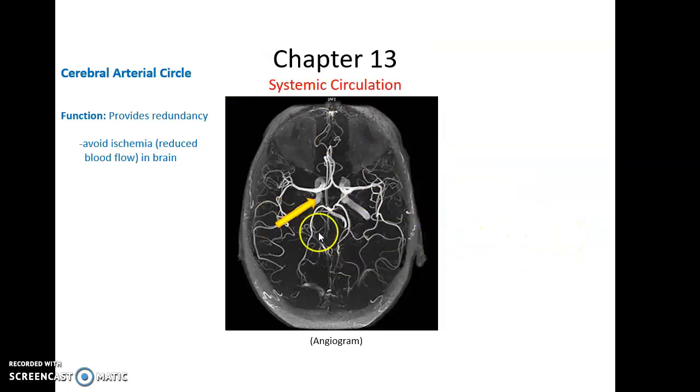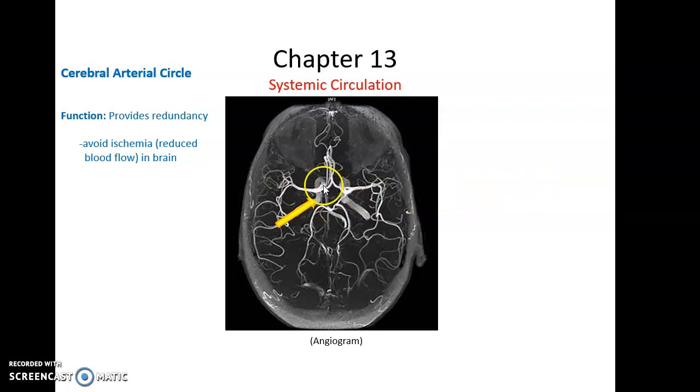And here is an angiogram of the main arteries in the head of someone. And here is the arterial circle. And you see that there is a piece of that arterial circle missing. So there's some sort of obstruction preventing blood flow between the left posterior cerebral artery and the left middle cerebral artery.